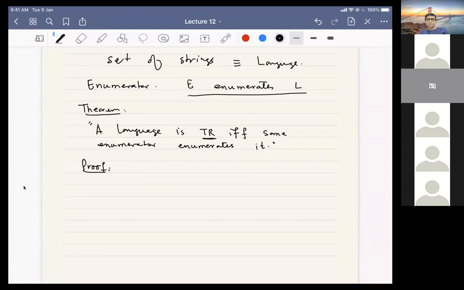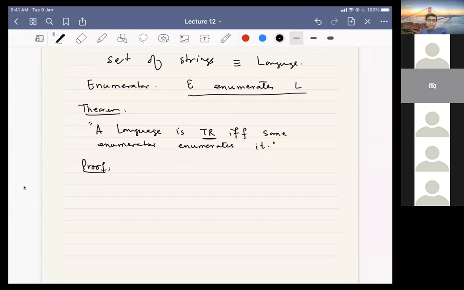Sir, will we have to make an enumerator for that language? Yes, we need to. So, there are two ways. We first say that suppose there is a language and there exists an enumerator which enumerates it. And we would say, suppose there is an enumerator which enumerates some language, then that language must be Turing recognizable. So there are two things. Okay, so the first part.